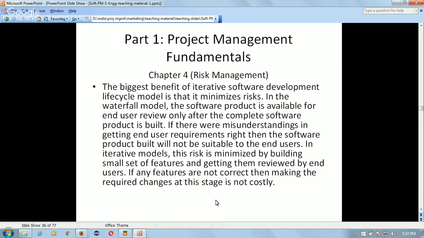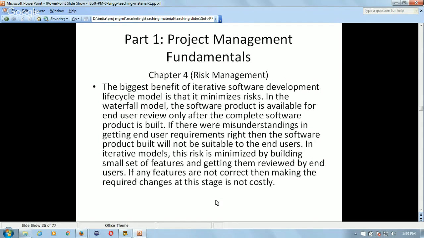The biggest benefit of the iterative software development lifecycle model is that it minimizes risk. In the waterfall model, the software product is available for end user review only after the complete software product is built.